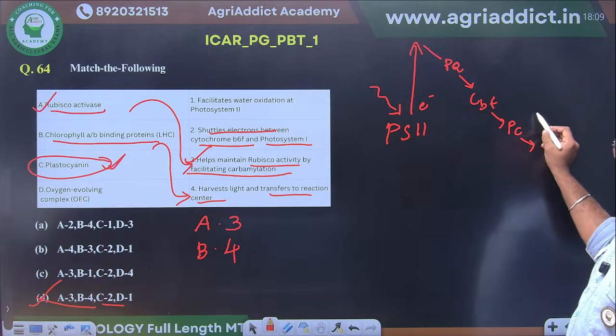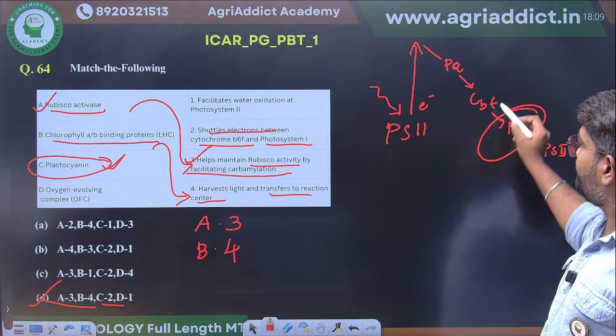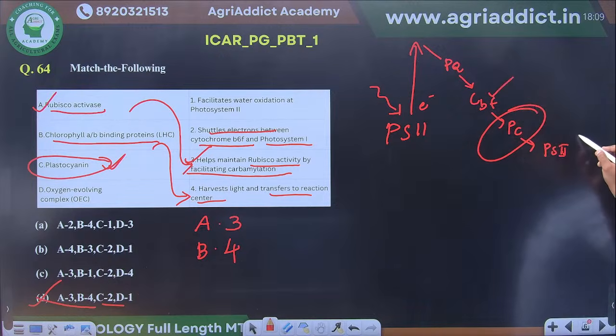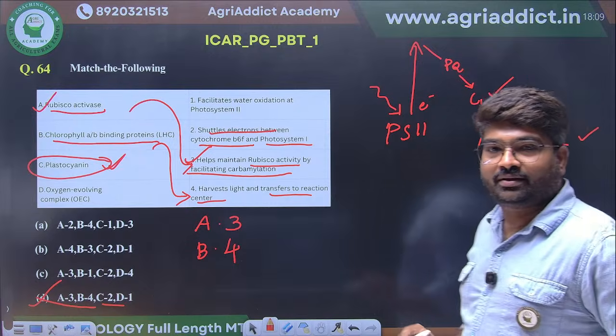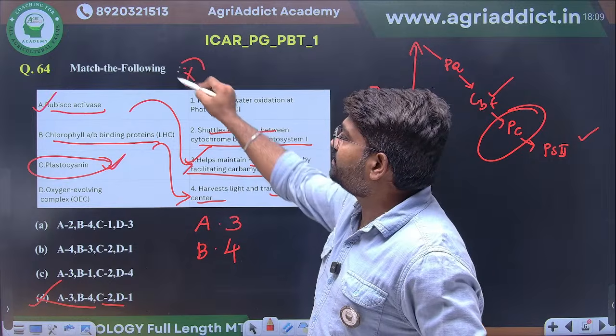So, plastocyanin shuttles the electron from cytochrome B6F to PS1. This is a very important question. They can ask this.